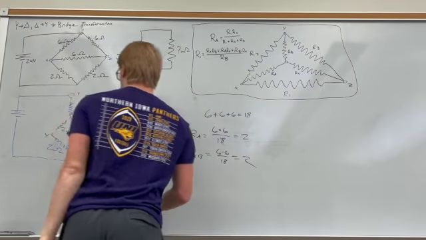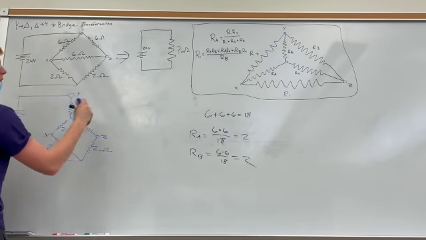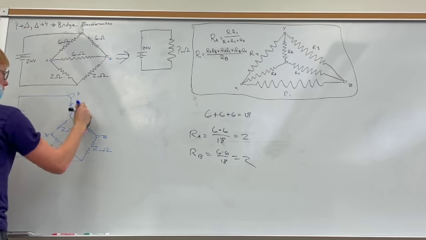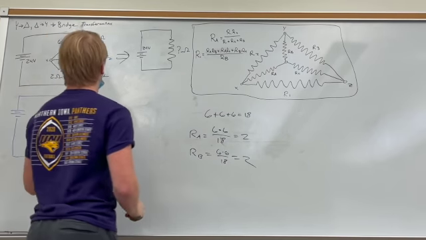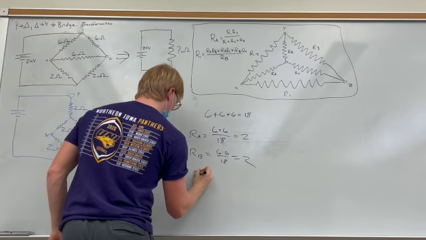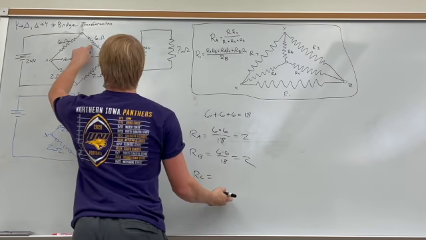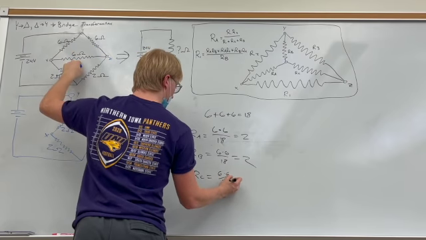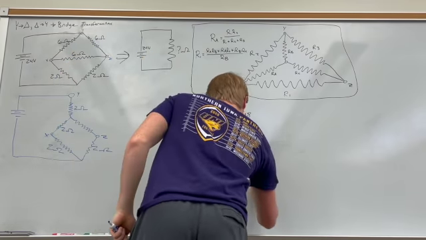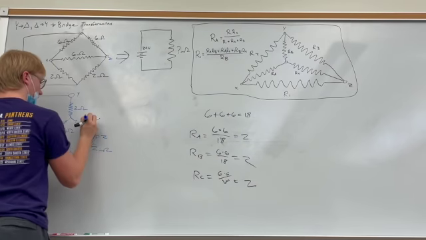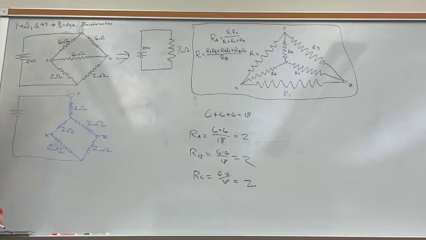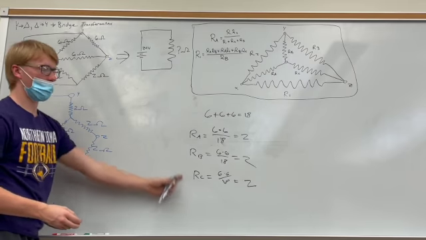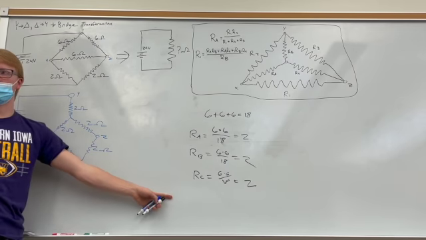That was RB. And then RC is 6 times 6 over 18. So it just so happens that all of our resistors are 2 ohms now. But do you guys understand how I got those 2s? Okay.